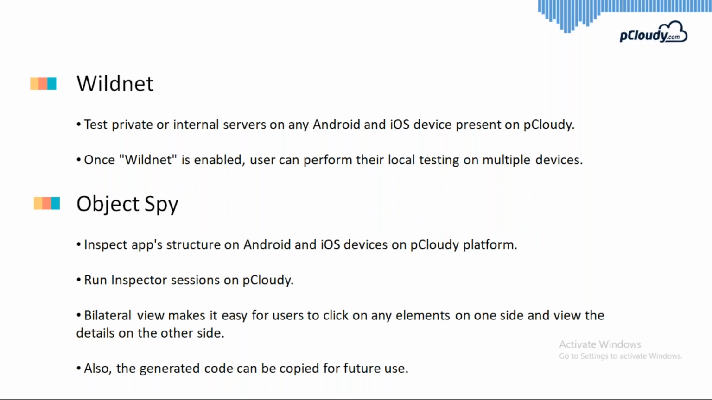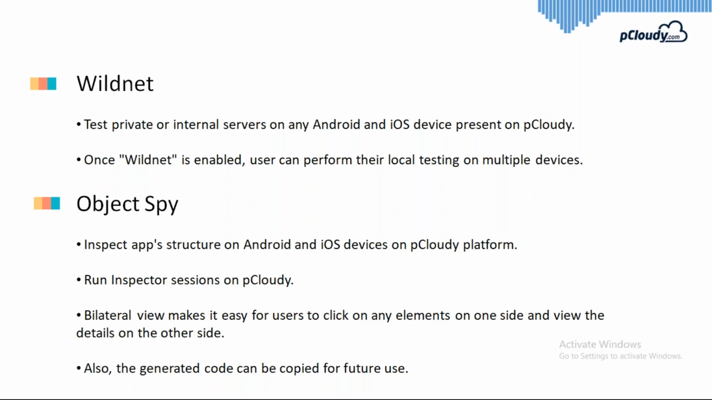So if, let's say, your application is launched on the device and you want to click on a button through an automatic script, you should know what object to choose so that that particular action is performed on the device.